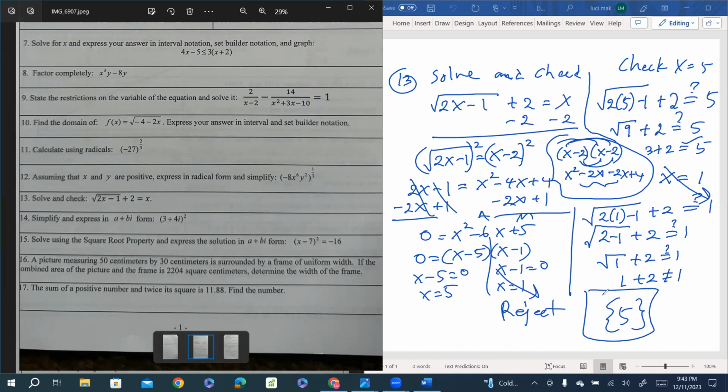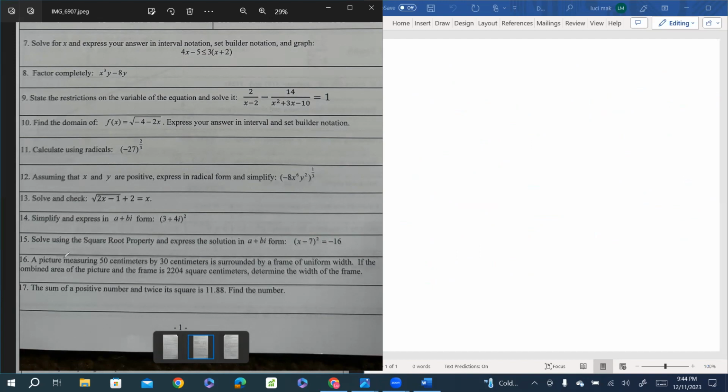Number 13, the answer is just 5. Is correct. Okay, let's look at the next question. All right, so 14.